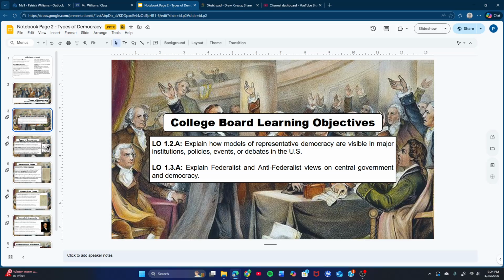Okay? And let's take a look at this second learning objective, 1.3a, right? Federalists and anti-federalists. You're going to see a lot of this throughout Unit 1, and you're going to see a lot of federalist and anti-federalist viewpoints throughout the rest of AP Government, right? So you really need to understand their views on central government and democracy. And you might be saying, Mr. Williams, why is that important? It's because this debate has literally stemmed from 1787 and has determined the kind of democracy we have to this day, right? So Federalist and anti-Federalist views are still very, very prevalent in American society. Okay? All right.